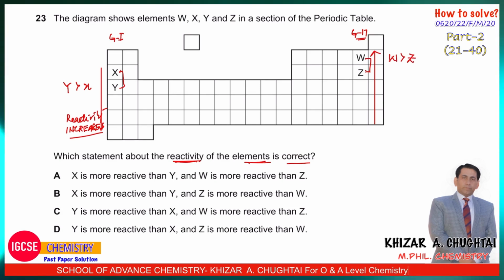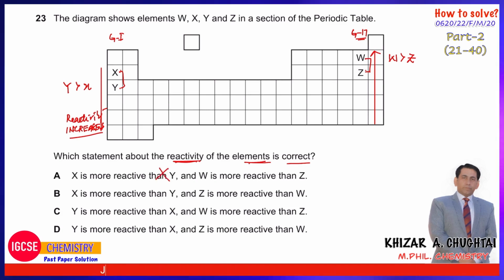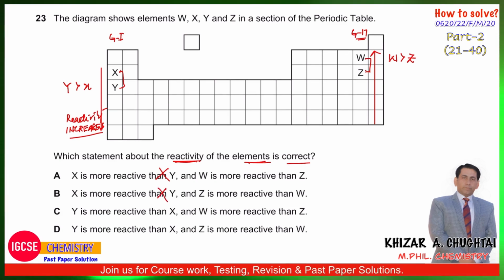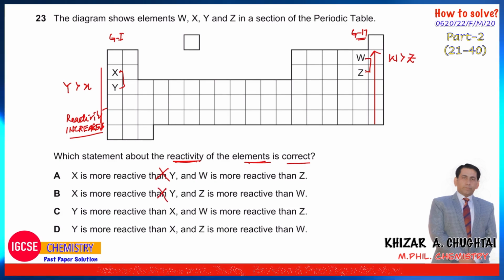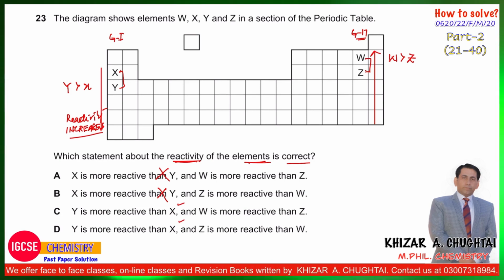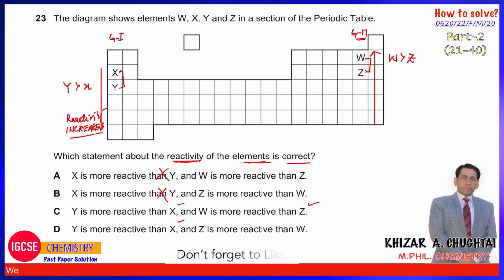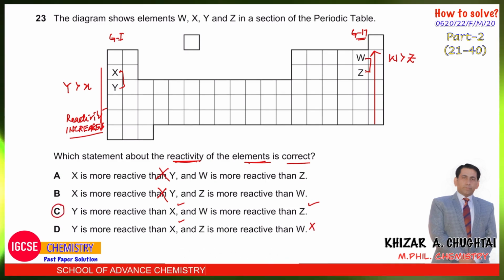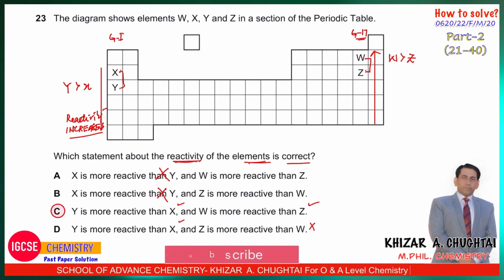Let's see over here. Once again, option A, X is more active than Y, it's wrong. The B option is also wrong. So C or D may be the correct option. Y is more active than X, correct. Then the next one, W is more active than Z, yes, it is also correct. Z is more active than W, no, it's not correct. So C is the correct option.